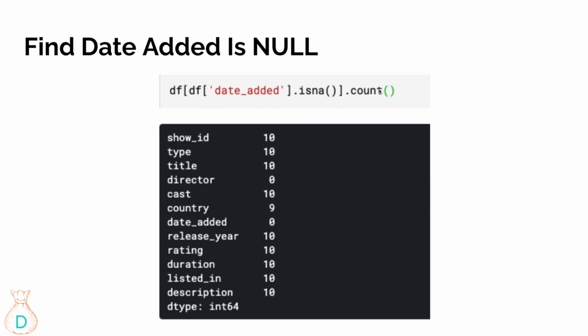And if you remove the dot count and just do the simple filtering, then it will actually show you the rows, the actual data, where date added is blank or null. So you can also do that to check, like how you checked in Excel.